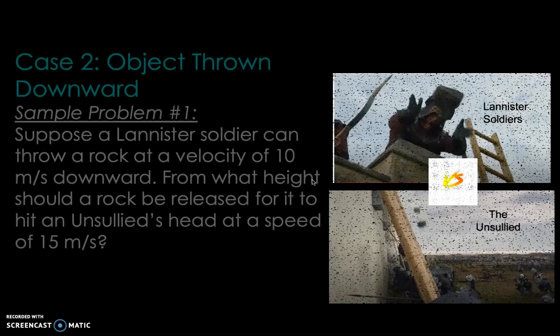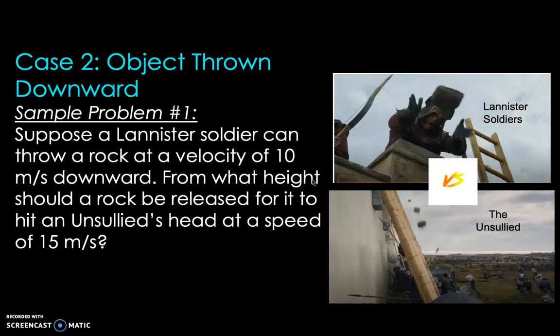And the question I made out of it is that suppose a Lannister soldier can throw a rock at a velocity of 10 meters per second downward. From what height should the rock be released for it to hit an Unsullied's head at a speed of 15 meters per second? Okay, so those are the Lannister soldiers, just so you can more easily understand the question. And the Unsullied soldiers are those who are trying to make their way up to the castle wall.